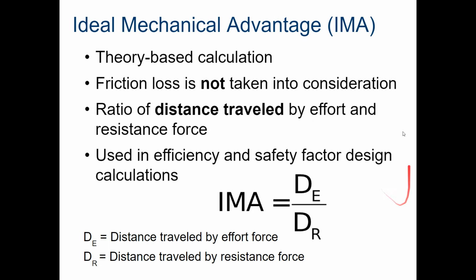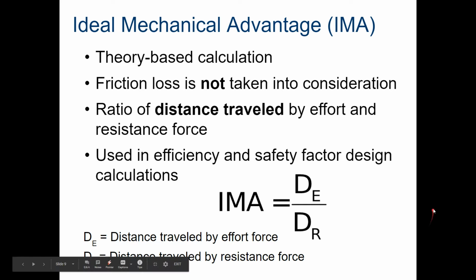So let's start off here with IMA, ideal mechanical advantage. You want to write down this equation: IMA is equal to D sub E divided by D sub R. Those capital D's and their subscripts mean this: D sub E means the effort distance, D sub R means the resistance distance. When I was learning this, we called it the "I'm a deer" equation. See it? IMA, deer, D-E-D-R. I'm a deer.